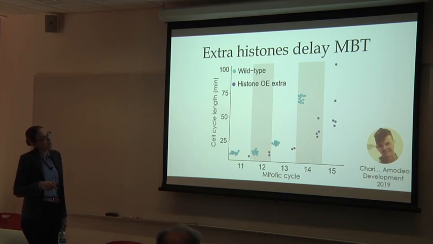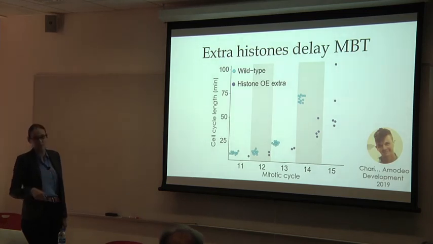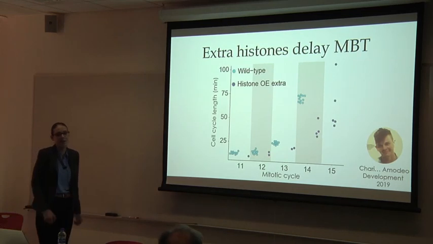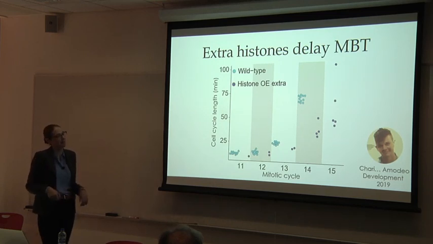So the early divisions are faster. And then about 10% of these embryos go on to do extra divisions. And they do all kinds of things after they do those extra divisions. They are not happy. Each one dies in its own unique way. And each dot is an embryo.